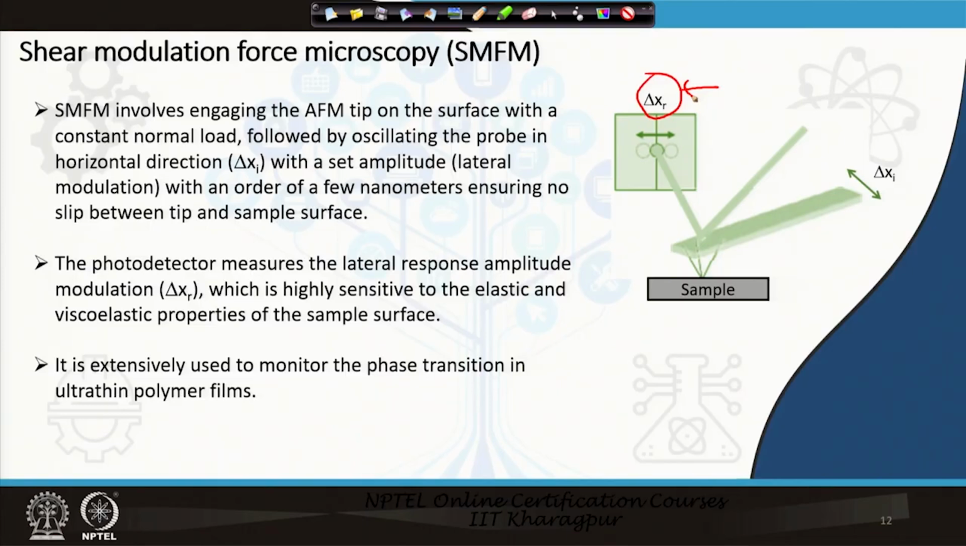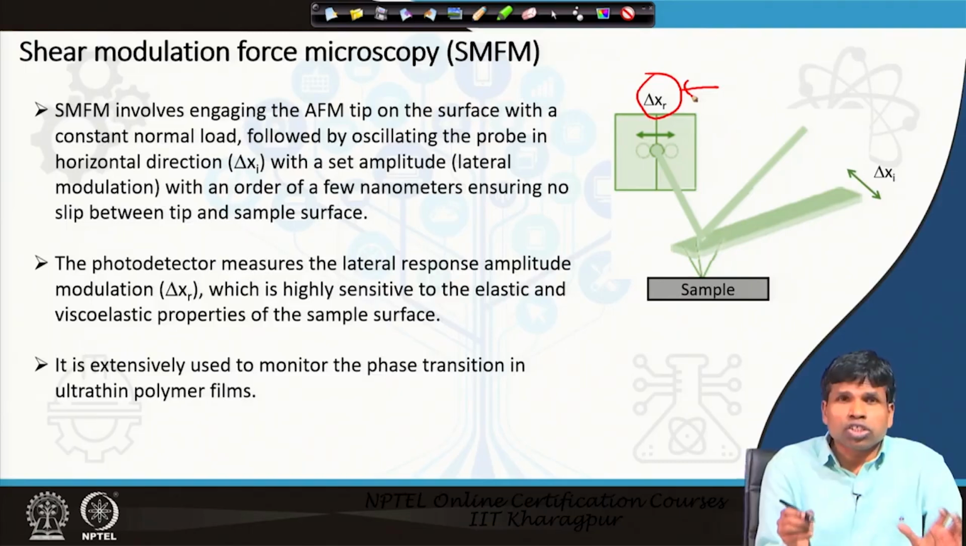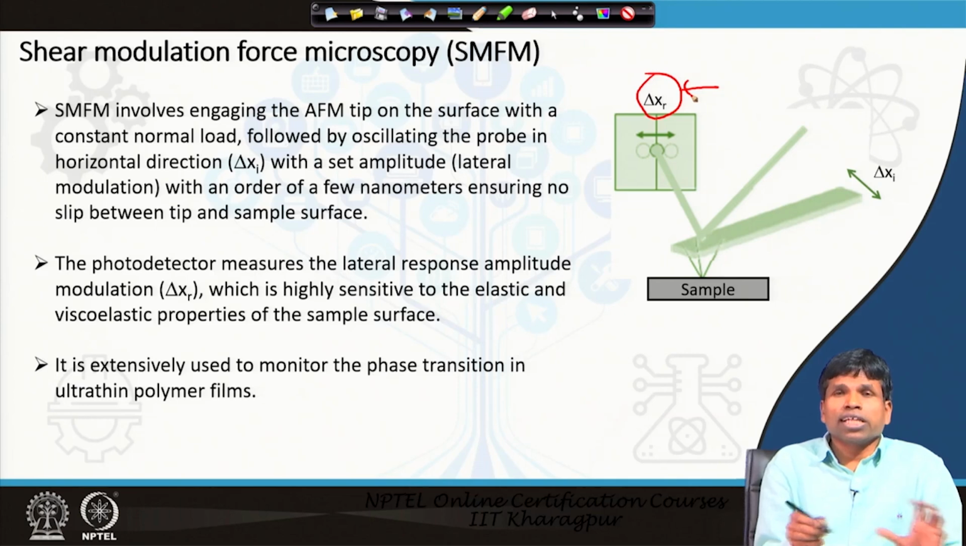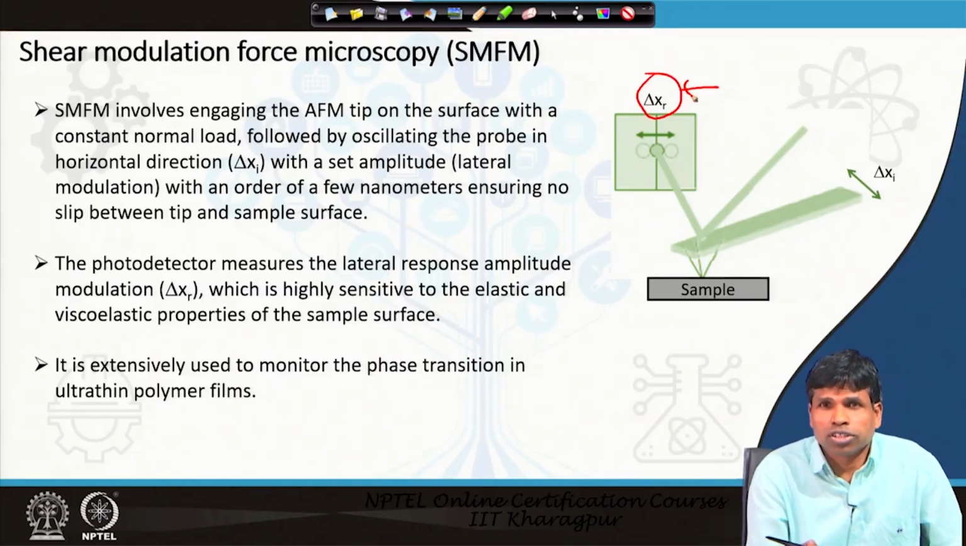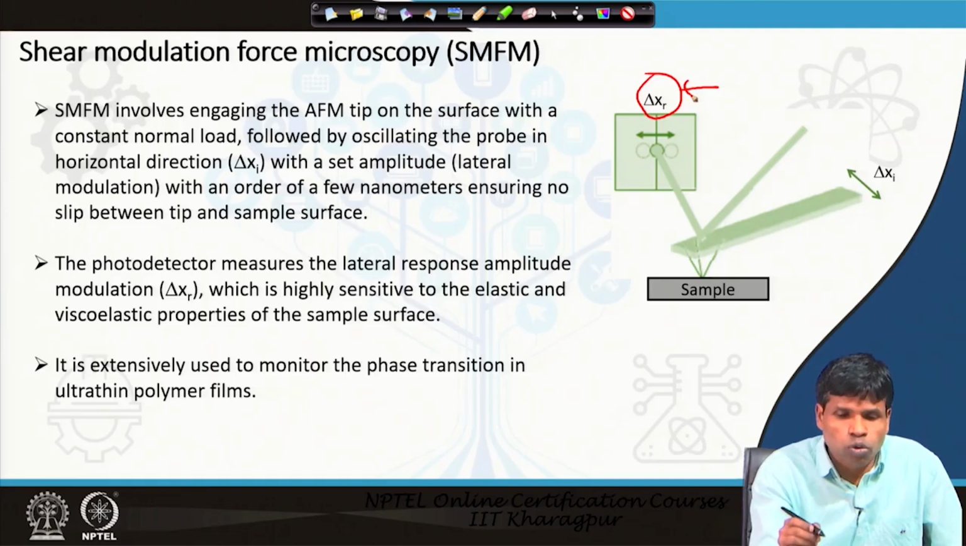This can provide us the viscoelastic properties of the sample surface, and it is particularly used for phase transition in ultrathin polymer samples. I will give an example of how shear modulation force microscopy can be applied to determine the glass transition temperature in a polymeric sample.